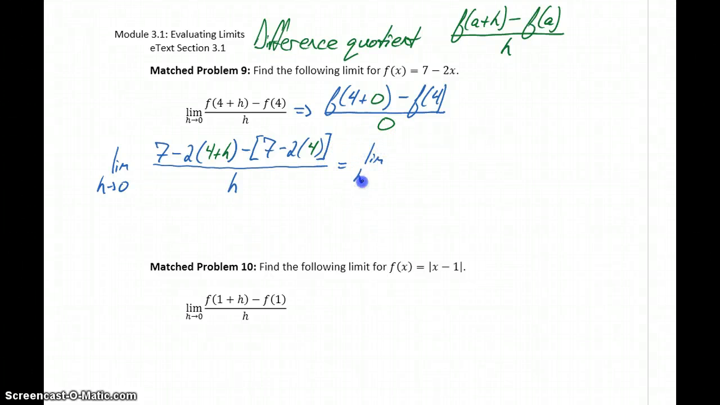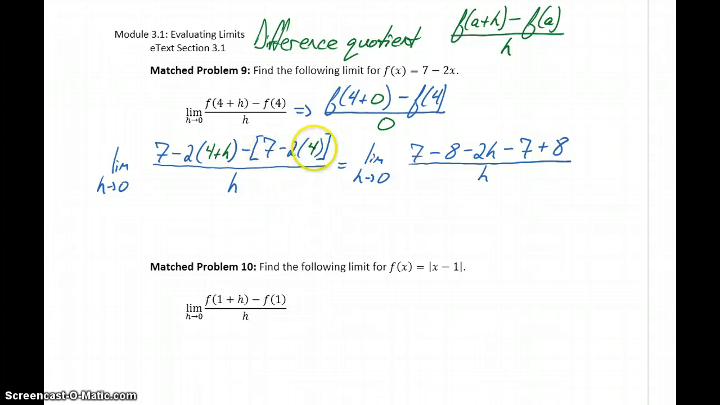So we're going to simplify what we have in the numerator. In this case, we're going to get 7 minus, distributing that 2 through the 4 plus h, we're going to get minus 8 minus 2h, and then distributing this negative through, minus 7 plus 8. So we had the option, we could have simplified what was inside these parentheses first. I chose to distribute that negative through just because it makes this next step a little more obvious.